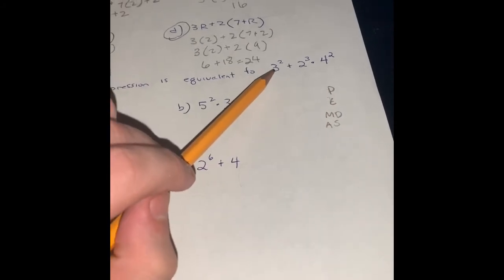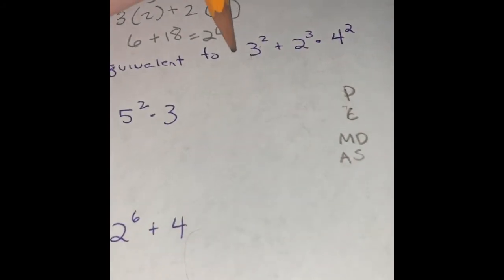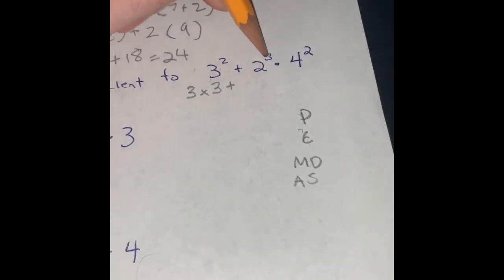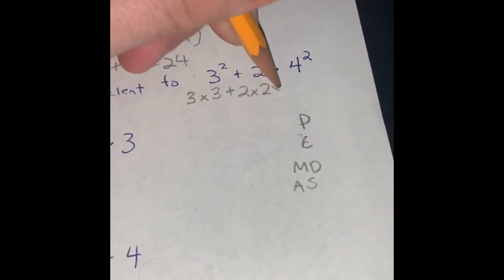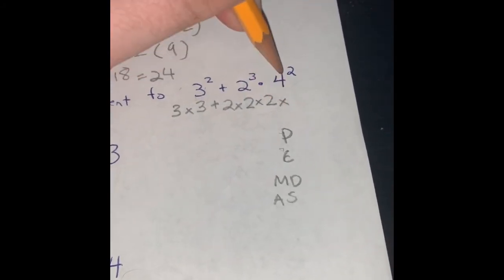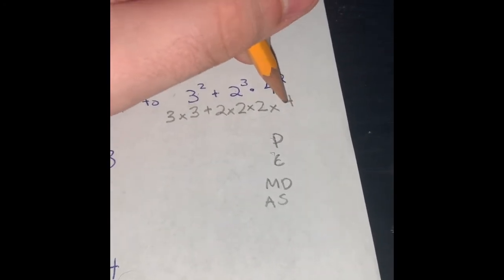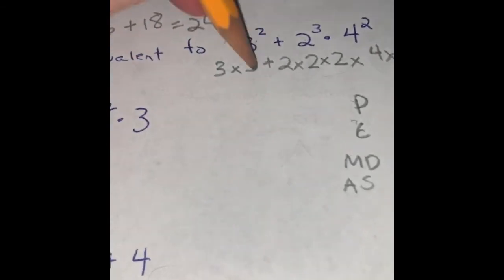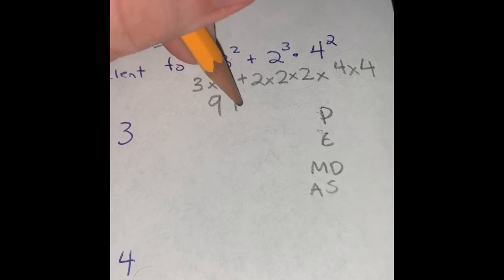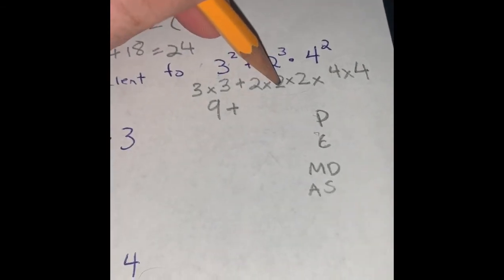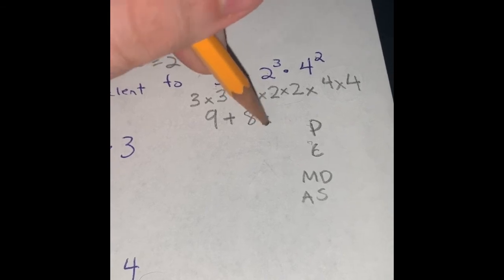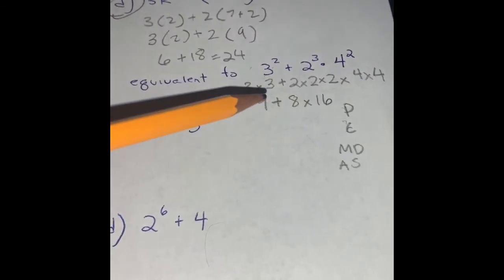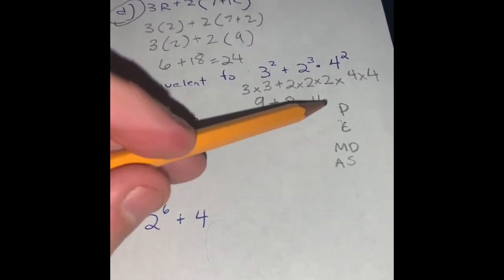This exponent does not mean 3 times 2. What it's saying is 3 times 3 plus, this is not saying 2 times 3, this is saying 2 times 2 times 2, times, this is not saying 4 times 2, this is saying 4 times 4. So what we're going to have is 3 with an exponent of 2 will give us 9, plus 2 times 2 is 4, times 2 is 8, times 4 times 4 will be 16. So what we're left with is 9 plus 8 times 16.